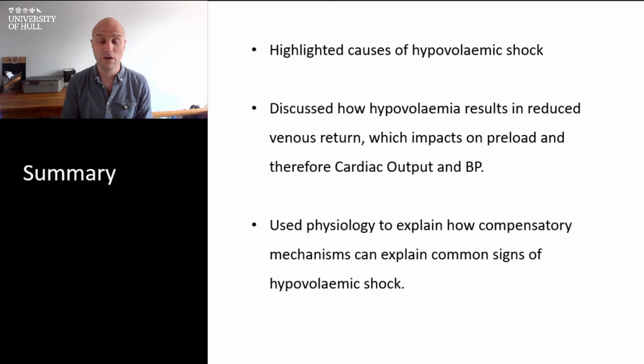So to sum up, we've highlighted the causes of hypovolemic shock. We've discussed how hypovolemia results in reduced venous return and hence reduced preload and stroke volume, cardiac output and blood pressure, and ultimately reduced tissue perfusion. And then we've explained some of the physiology behind many of the signs that we see in clinical practice, such as cool peripheries with prolonged refill time and tachycardia and those sorts of things. We've described how they work with the physiology that we've learnt to date.